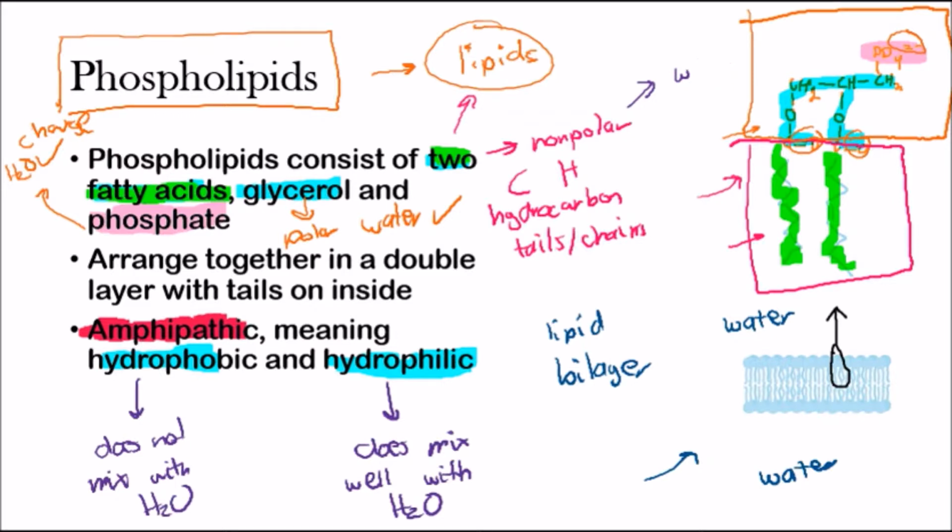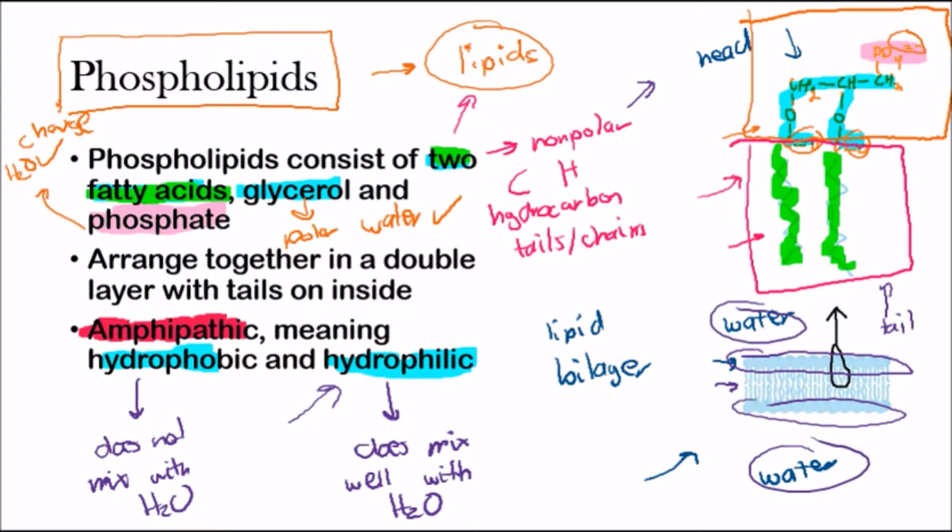If you look at our molecular diagram, this part right here is the head of the phospholipid, and that's everything that you're seeing right here. And then this part right here is the tail of the phospholipid, and that's everything you're seeing right here. So since the head of the phospholipid is hydrophilic, it's going to be on the outside, because it mixes well with the water over here. And then since the tail of the phospholipid is hydrophobic, it's going to be on the inside over here.